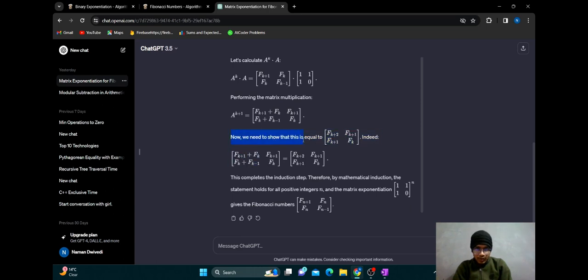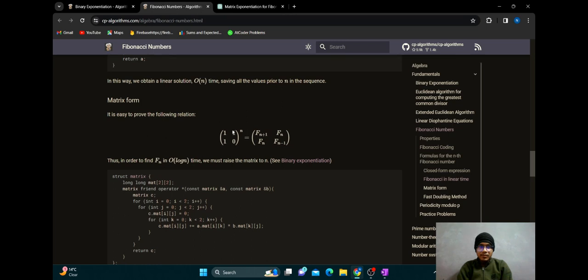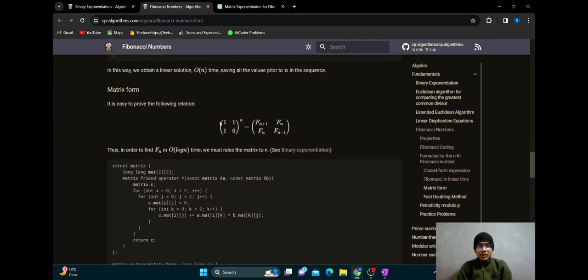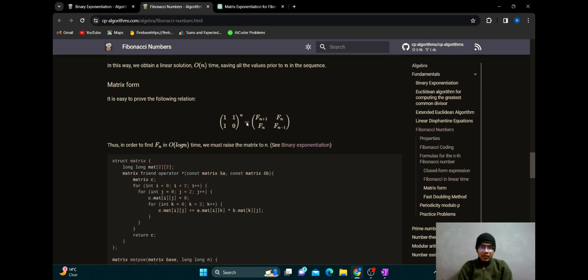Now we need to show that it is equal to f of k plus 2 and so on, and indeed, as you can see, f of k plus 1 plus f of k can be stated as f of k plus 2, as f of k plus 2 is the sum of the previous two Fibonacci numbers. Likewise f of k plus f of k minus 1 is f of k plus 1, and this is f of k. So it gets proved using mathematical induction. So this formula is correct. This matrix raised to the power n will give the nth Fibonacci number in this position.